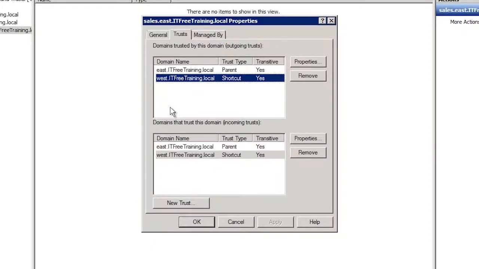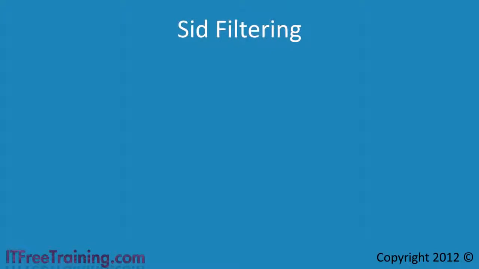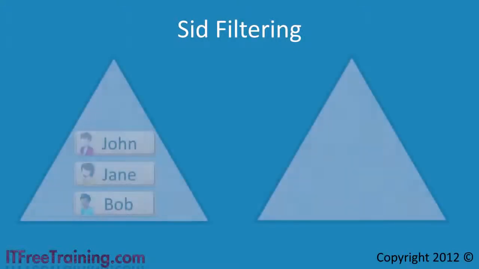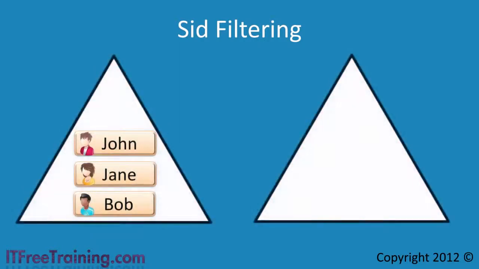There is one last point I need to cover that is in the exam objectives for trusts, and that is SID filtering. To consider how SID filtering works, you first need to understand SID history. To understand SID history, consider this example where SID history would come into play. Consider that you have two domains. The decision is made to migrate the users from one domain to the other.